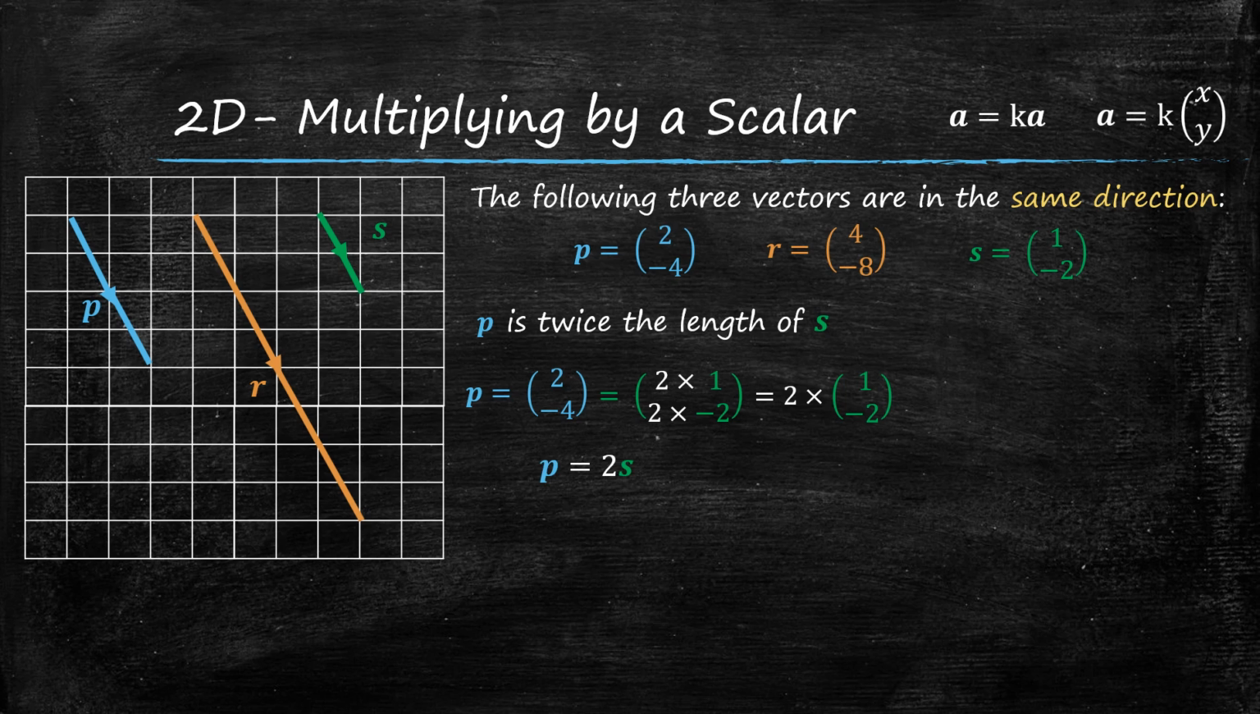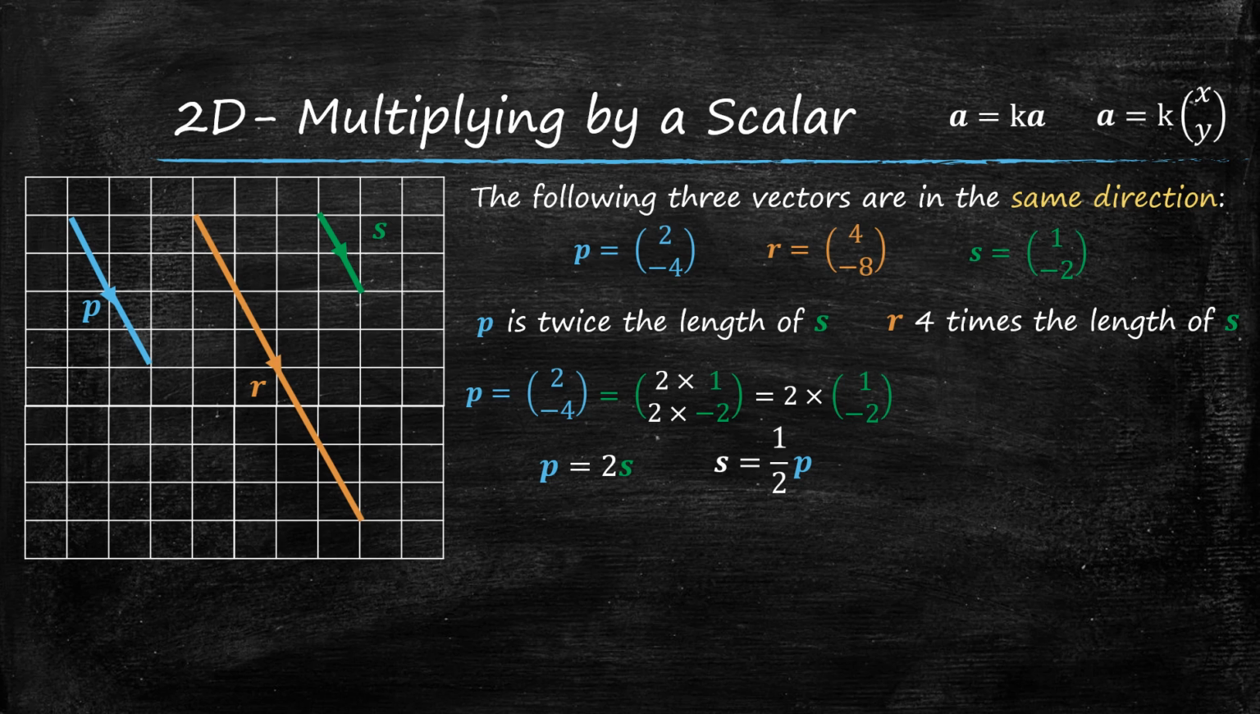So vector P is 2 times vector S, and 2 would be our scalar here, our multiplier. We could also rearrange this and say vector S is equal to a half of P. So we can represent one vector in terms of another where there is a multiplying factor or scalar involved.